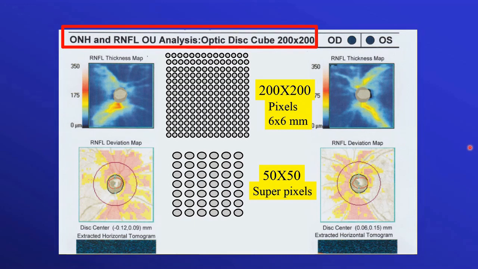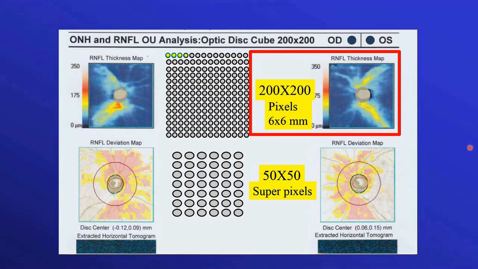So this is an example of optic disc cube 200 by 200. This means that in one line we have 200 A scans, and this is repeated 200 times, 200 B scans, to cover an area 6 by 6. Here this is the retinal nerve fiber layer thickness, and this is the thickness of the different layers. This is for both right and left eyes.